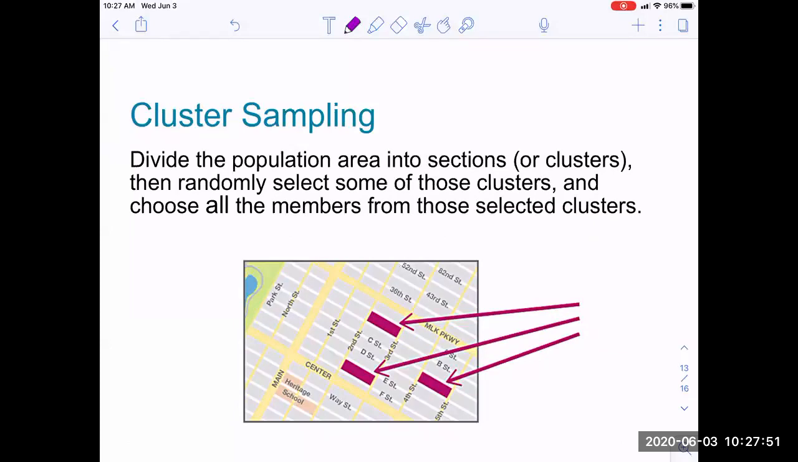See all these city blocks, it would be tough to do stratified because you would have to do every block and then randomly select within every block. Instead, you make the blocks what we call a cluster, and then we randomly select the clusters. So here's the 3 we selected, and then you survey all members of the cluster. So instead of having to go all around the city, we just have to concentrate on those 3 blocks.